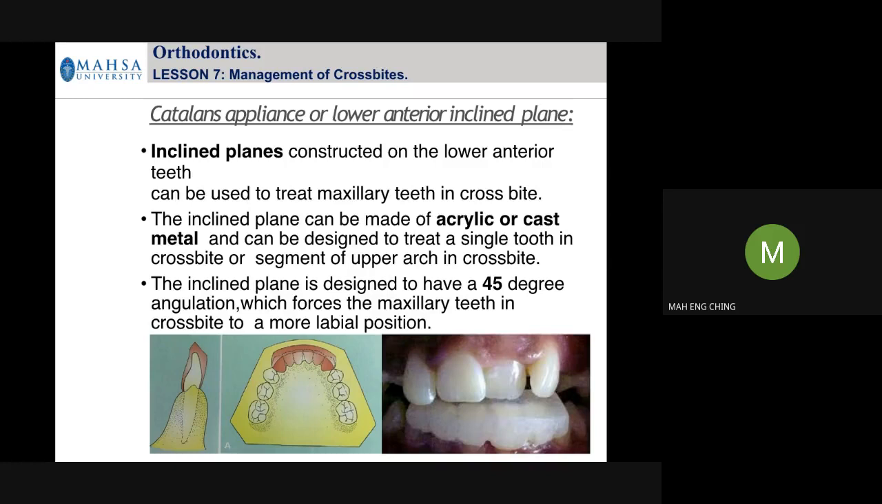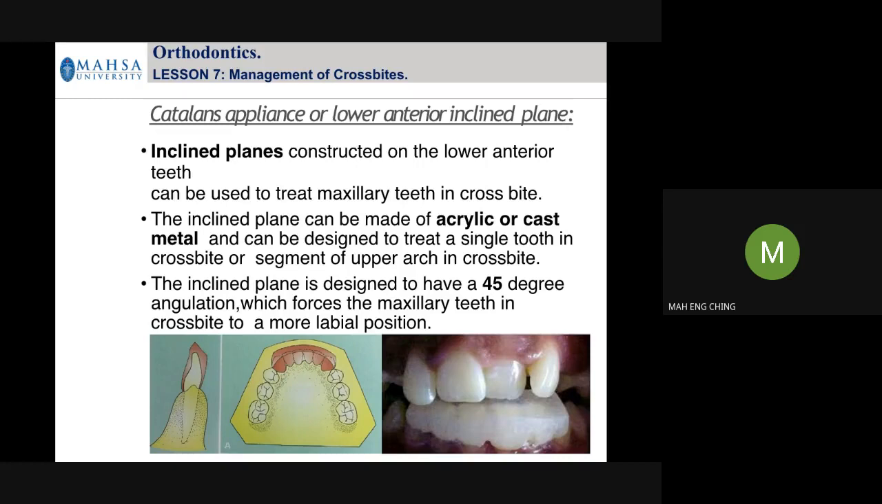This inclined bite plane can be made of acrylic or cast metal, but usually acrylic is easier. I prefer to use acrylic because you can modify it later. If metal, then it's difficult to modify. If the acrylic is not enough, or too stiff, or too shallow, you can always modify it with cold-cure acrylic. So it can be designed to treat a single tooth in crossbite or a sectional of the upper arch in crossbite. So you can cater for one single tooth, or sometimes even a section involving 4 incisors.